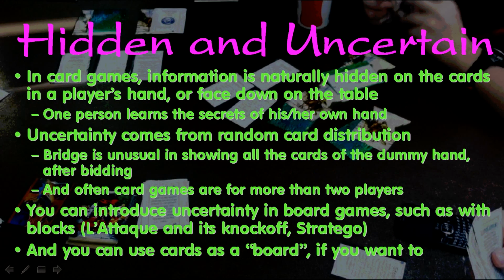In card games, the information is naturally hidden on the cards in a player's hand or face down on the table. So one person learns the secrets of his or her own hand, but not of anybody else. Uncertainty comes from random card distribution. Bridge is unusual in showing all the cards of the dummy hand after bidding, so that the successful bidder knows what cards his two opponents have, but doesn't know which has which cards in which hand. Of course, card games are often for more than two players, which introduces a lot of uncertainty.